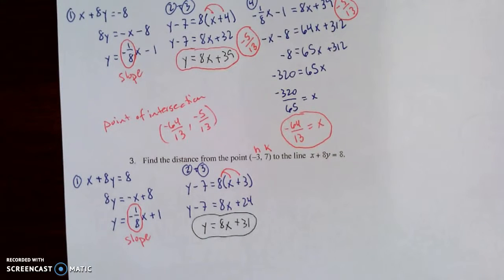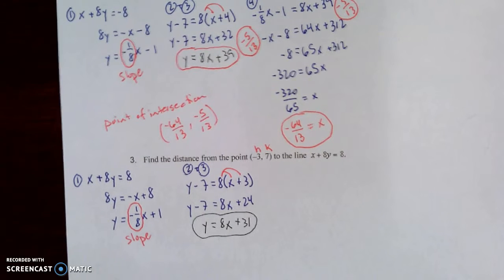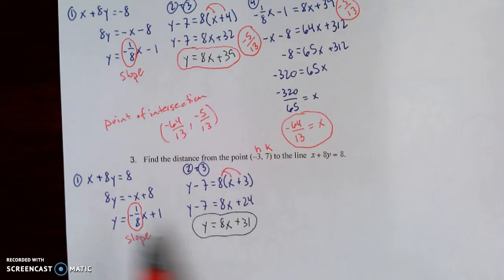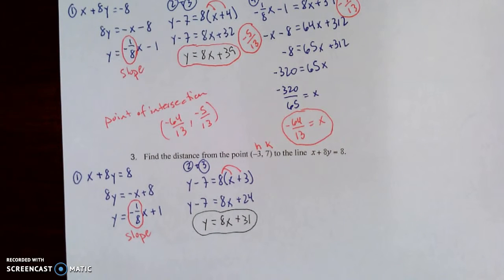So down here, we're just going to set negative 1/8 x plus 1 equal to 8x plus 31. And then we're going to have to solve for x and then substitute that ugly fractional value back into both of these expressions. Hopefully you'll get the same y both times. And if you do, that's your y coordinate, and the x value is your x coordinate. Give it a shot. All right, good luck.